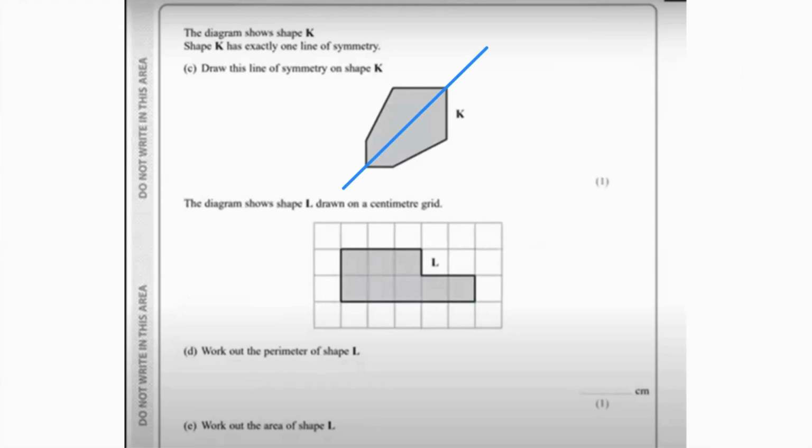Then it says the diagram shows shape L drawn on a centimeter grid. Work out the perimeter of L. Since the question says that it's a centimeter grid, that means one box is 1 centimeter. So this length is 3, this is 2, this one is 5, 1, 2, and 1. The perimeter is the sum of all sides, which is basically the boundary of the shape. So that's 3 plus 2 plus 5 plus 1 plus 2 plus 1. And that is going to give us 14 centimeters.